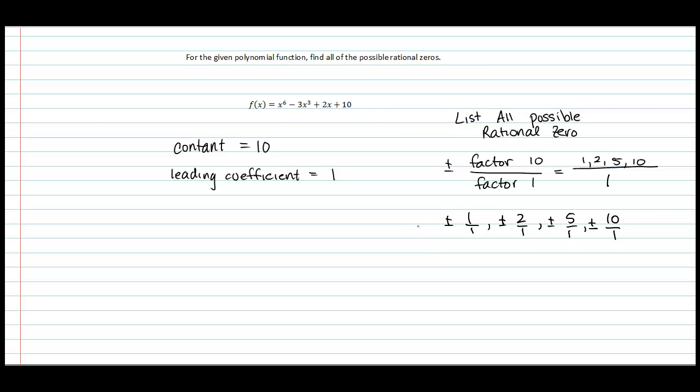And no, you do not have to write the 1 if it's in the denominator. So all the possible rational zeros for this given function would be plus or minus 1, plus or minus 2, plus or minus 5, and plus or minus 10.